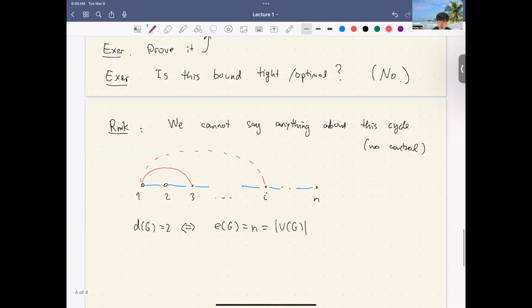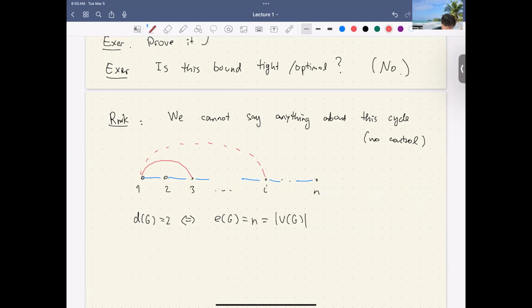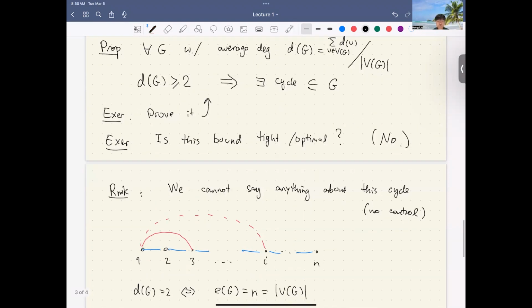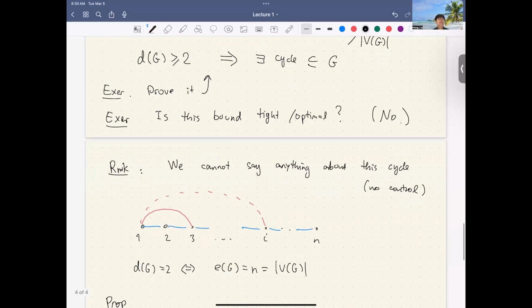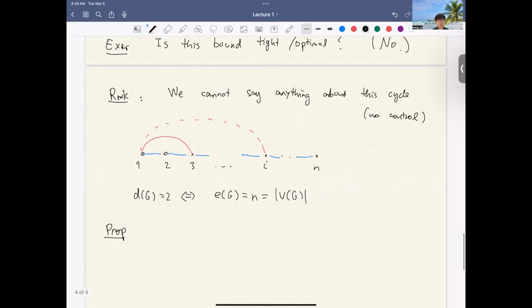So here's a strengthening proposition. Now, instead of working with average degree, let's work with minimum degree. Not necessarily, but things are much easier. This is the first week. We will ease into the material. So let's start with some basic things.